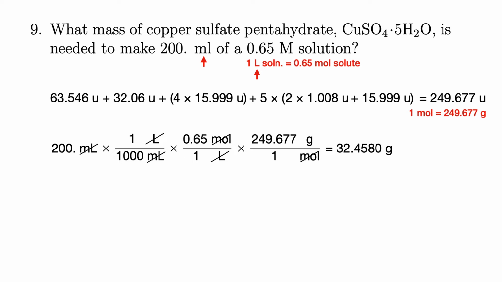And then finally, rounding off to an appropriate degree of precision, we have 3 significant figures here, 2 significant figures here, 6 significant figures there. All the other numbers are exact, so our answer should have 2 significant figures of precision, and we'll round it off to 32 grams.